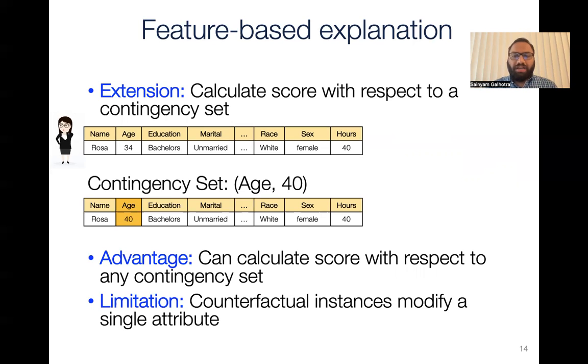Now, an advantage of considering a contingency set is that it is general to calculate score for any contingency. So we can vary multiple attributes, and once we vary those attributes, we can calculate scores for all other features. However, the approach still modifies a single attribute at a time to calculate the scores. And it does not capture the behavior of the system when multiple attributes are modified at the same time.